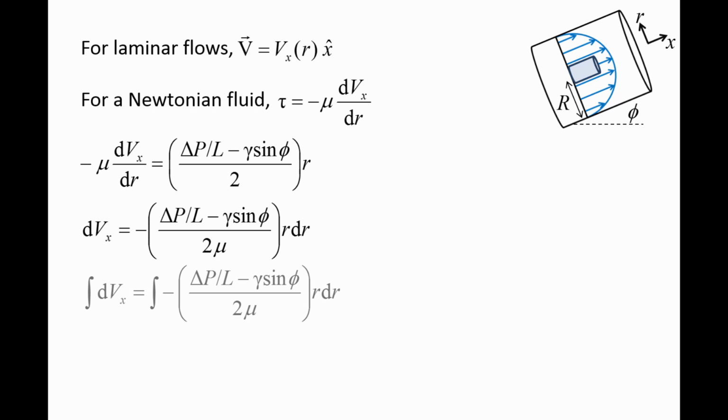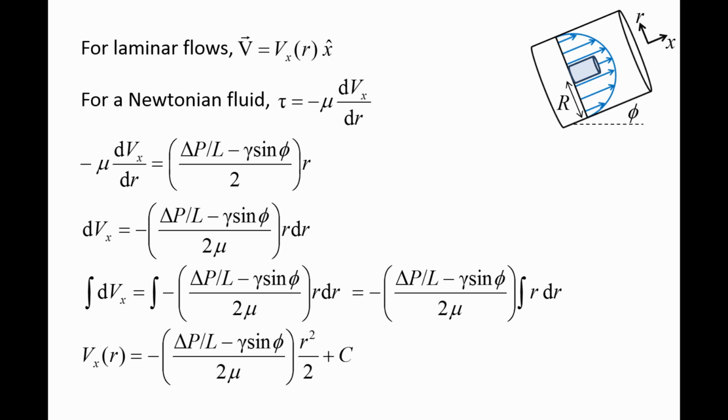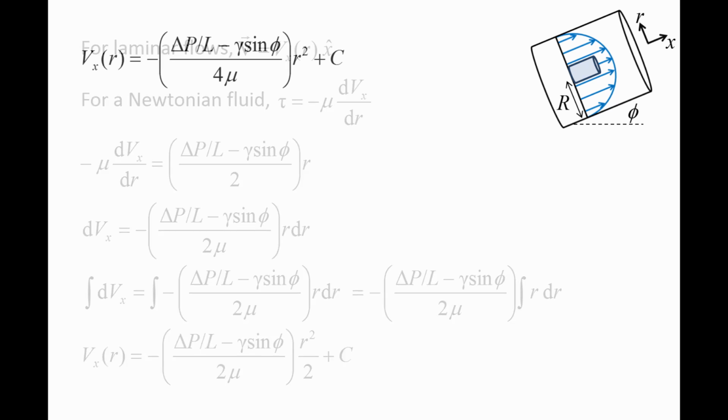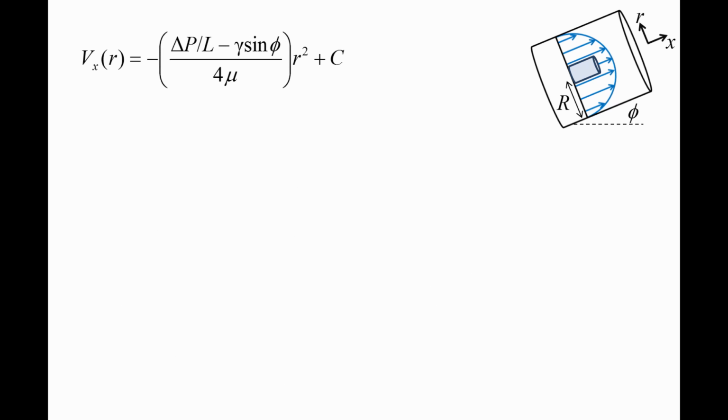Now we will integrate both sides of the equation. Most of the terms on the right side of the equation are not functions of r and can be removed from the integral, leaving r dr. The integral of dVx is simply Vx, and the integral of r dr is r squared over 2. We also must include a constant of integration, c. Let's move the equation to the top of the screen and bring the factor of 1/2 into the parentheses.